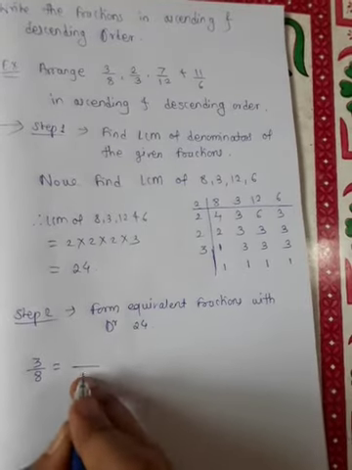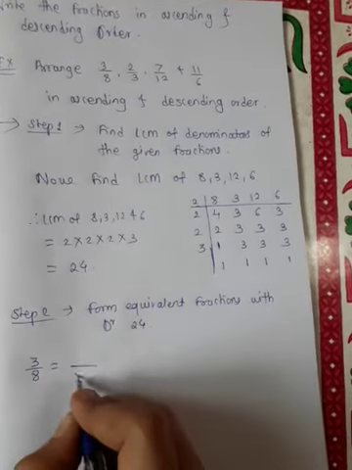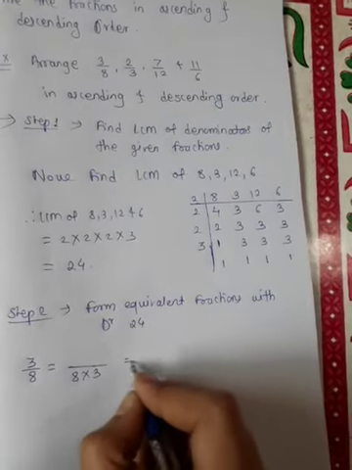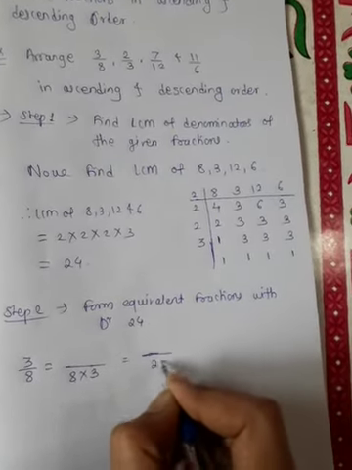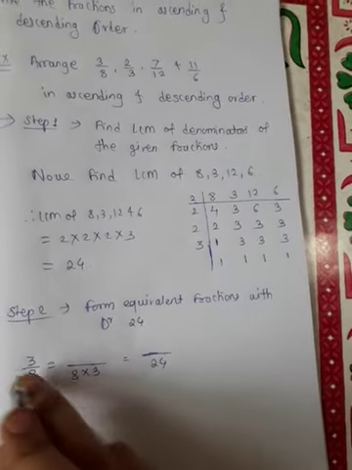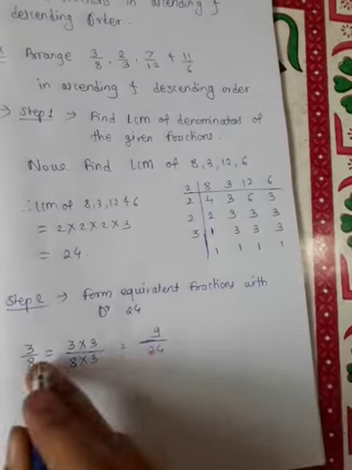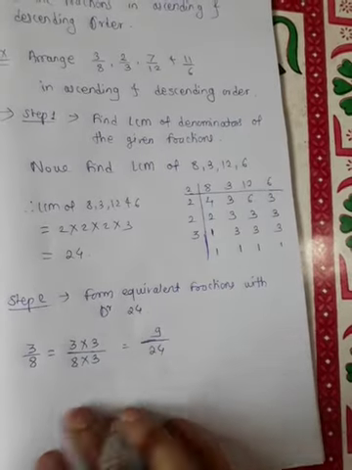To make the denominator 24, we have to multiply 8 by 3 because 8 3s are 24. Now as we multiply denominator by 3, we must also multiply numerator by 3. It gives 9. So here equivalent fraction of 3 by 8 is 9 by 24.